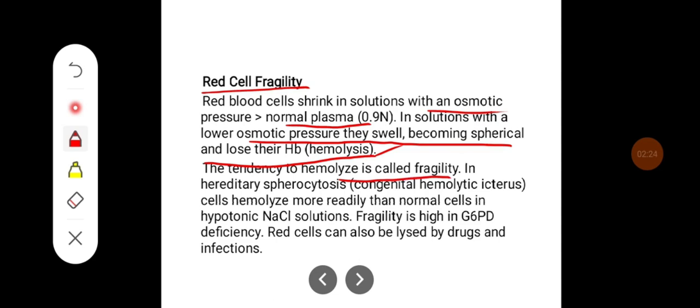In hereditary spherocytosis, that is congenital hemolytic icterus, cells hemolyze more readily than normal cells in hypotonic sodium chloride solution. The fragility is also high in G6PD deficiency. The red cells can also be lysed by drugs and infections.